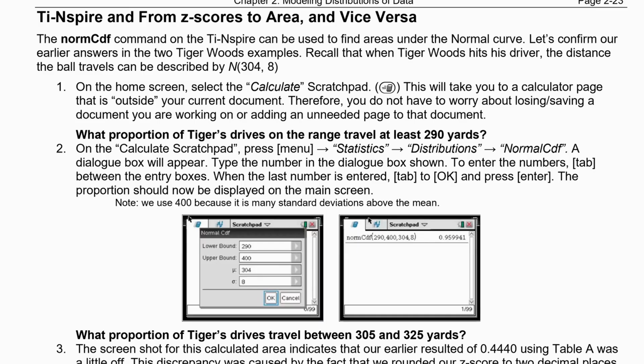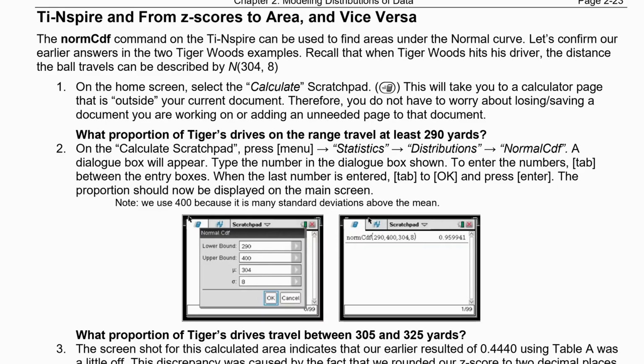This is the third lecture for 2.2, where we focus on using technology to do some of the calculations having to do with normal distributions. In the class notes, we have instructions on how to use the TI Nspire to do these calculations.